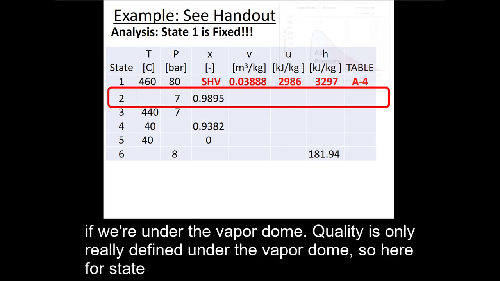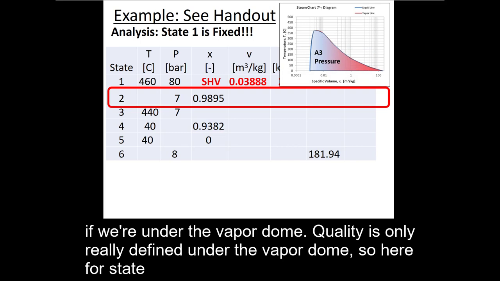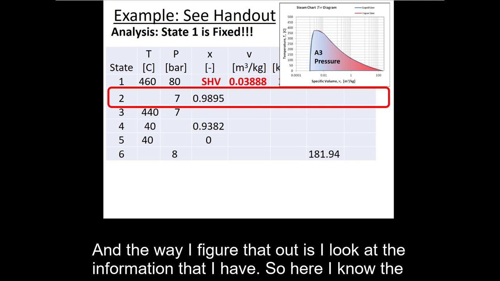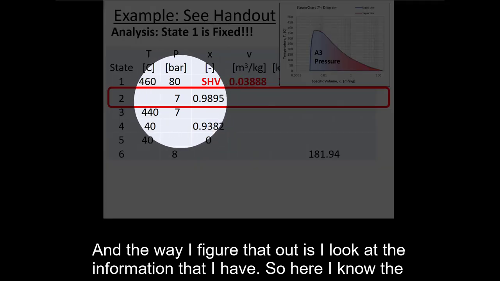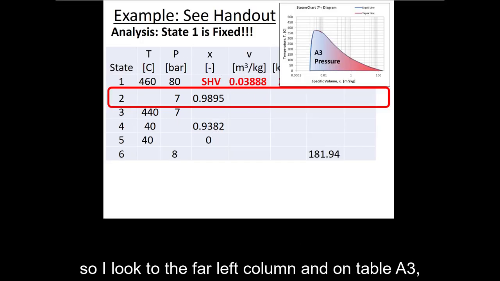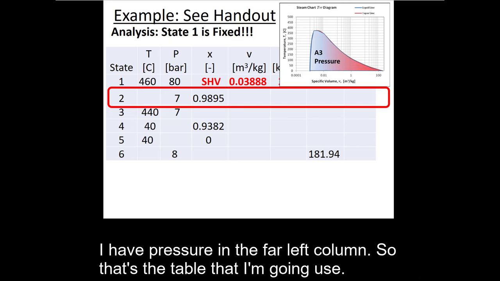Quality is only really defined under the vapor dome. So here for state 2, I'm going to look under the vapor dome. I've got to decide whether that's table A2 or A3. And the way I figure that out is I look at the information that I have. So here I know the pressure, and the pressure is a nice round number. So I look to the far left column, and on table A3, I have pressure in the far left column. So that's the table that I'm going to use.